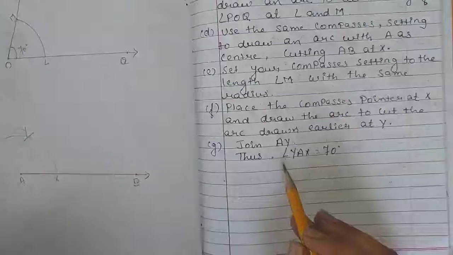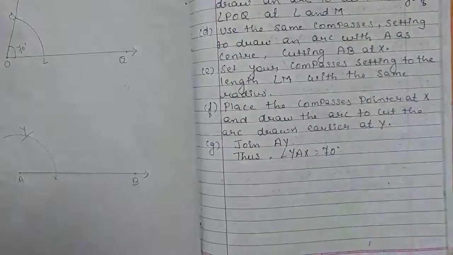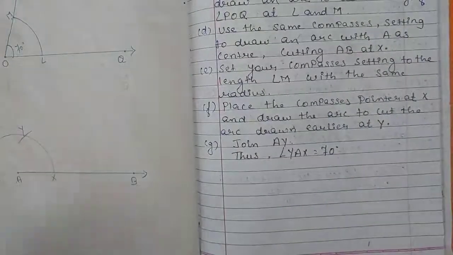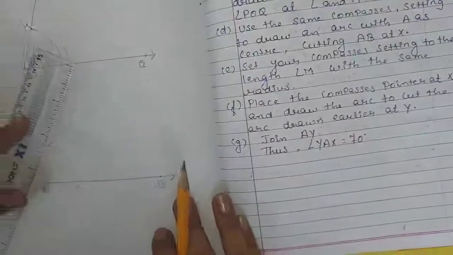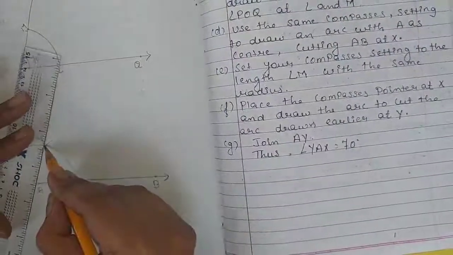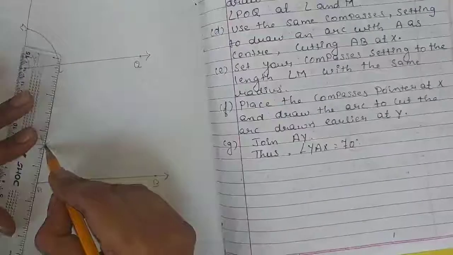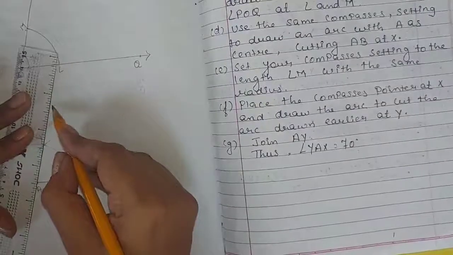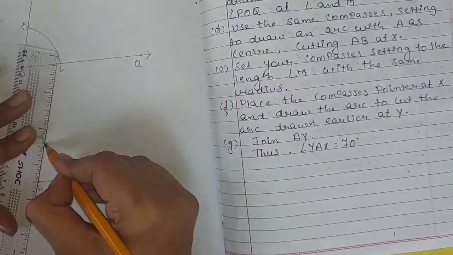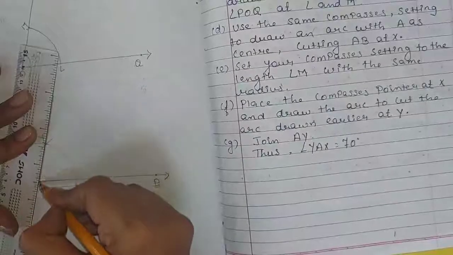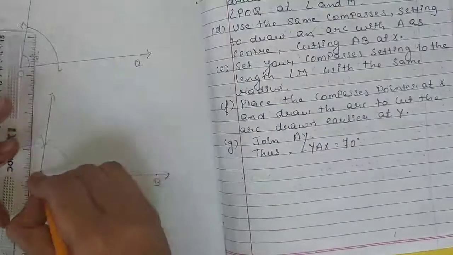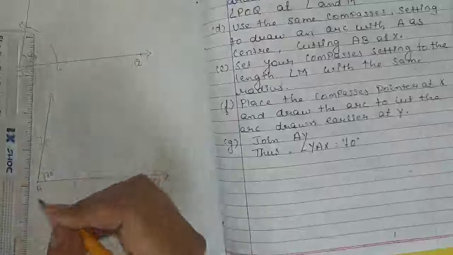Join AY, thus angle YAX equals 70 degrees. So students, we will join AY with the help of a scale. We will join AY. So students, this is the 70 degree angle.